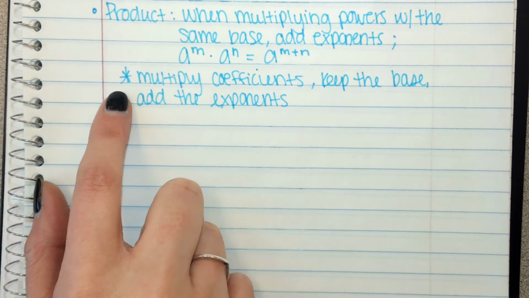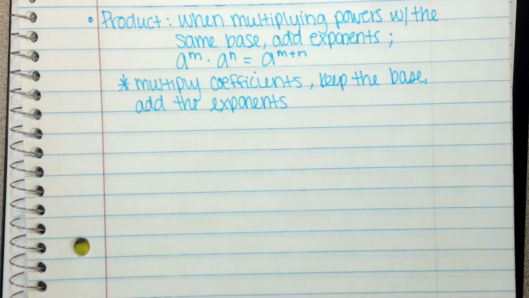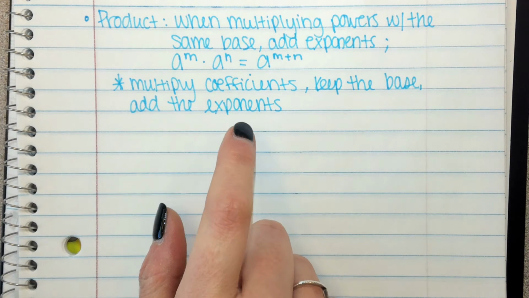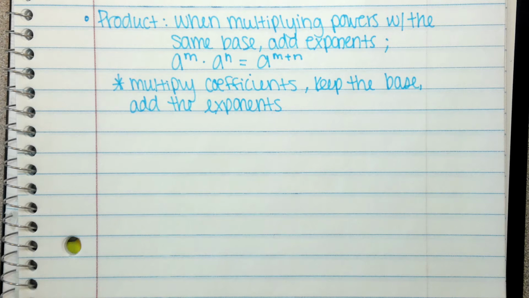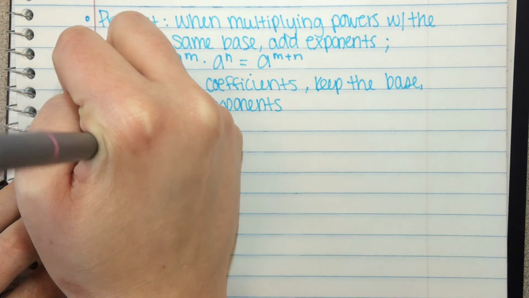Okay? Now, I know that can be difficult, and we're talking about multiplying powers, adding exponents. So sometimes this is more helpful just to think of it this way. When you're doing the product rule, you multiply coefficients, keep the base, add the exponents. And so we will practice some of those. And this is the rule where it's really, really important to know the difference between a coefficient and a base and an exponent. Okay? And you have to be able to identify each of those to correctly do the rule.